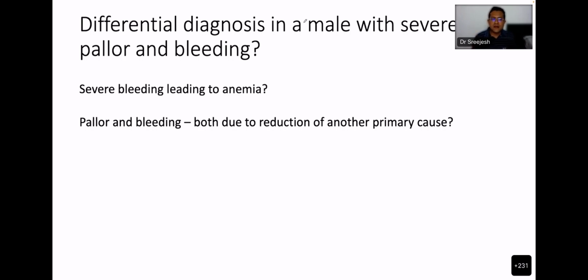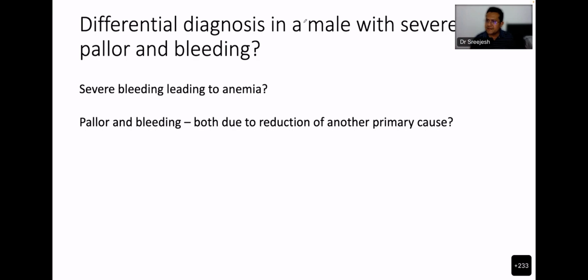You can also have a situation where both anemia and bleeding are due to a disorder, where there's basically a primary cause causing both. One is acute leukemia. Any other condition? Sir, platelet disorders. Fine. So in platelet disorders, which condition will you have both bleeding as well as anemia? ITP, sir. Okay, severe ITP. So in that you have bleeding and then you have anemia. Fine. Anything else?